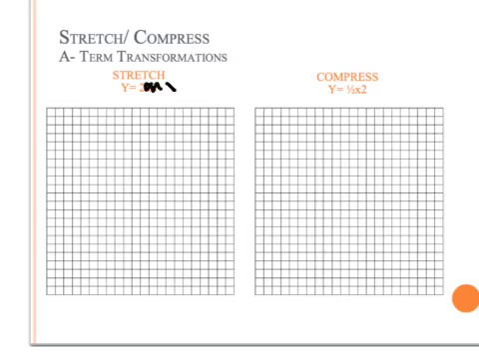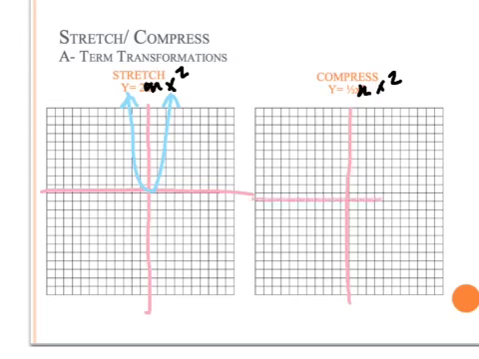Stretch, compress, A-term transformations. When the A-term is a whole number, the parabola has a vertical stretch, which means it gets smaller and thinner. When the A-term is a fraction, the parabola has a vertical compress, which means it gets shorter and fatter.